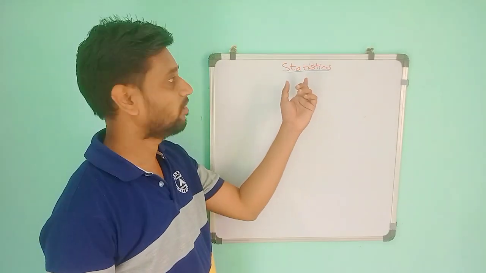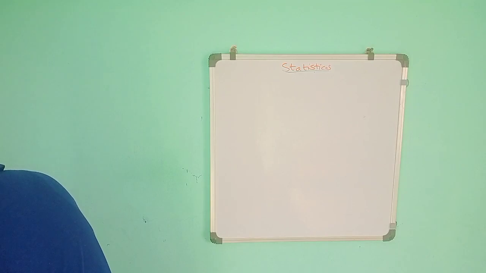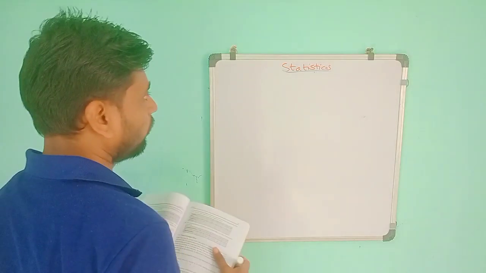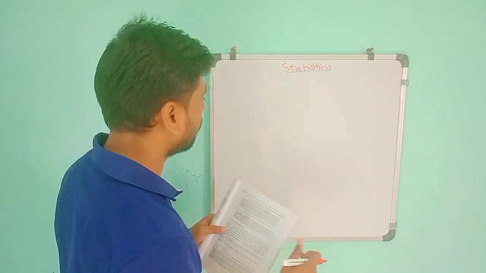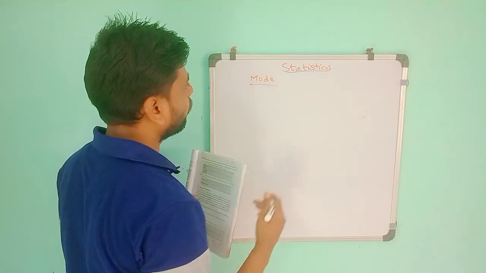As we are in the lesson of statistics, let's continue the class. First method is the mean method. Next is mode of grouped data. So first, what is mode?